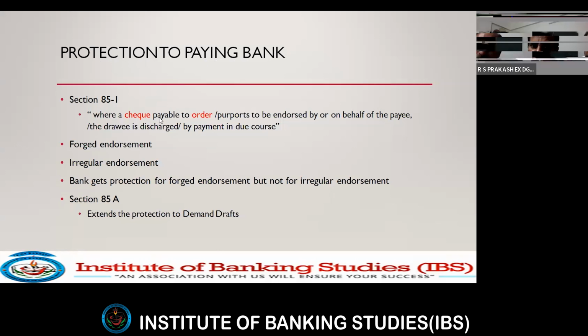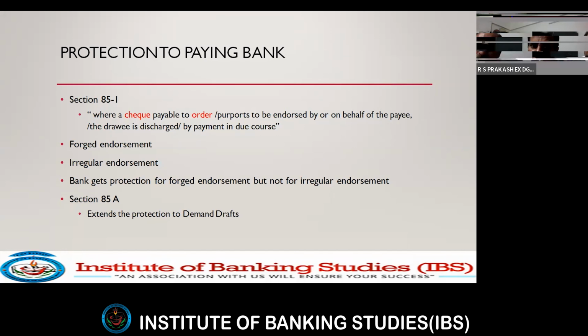Simply read it. Where a check payable to order, see, it has come in red. Order means bearer order. Purports to be endorsed by or on behalf of the payee, the drawee is discharged by payment in due course. Whoever asked me a little earlier, sir, how can we prove the endorsement? The bank has the signature of the drawer, the account holder. It does not have the signature of the payee.